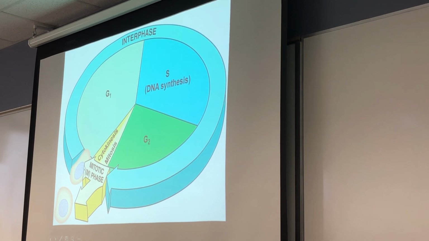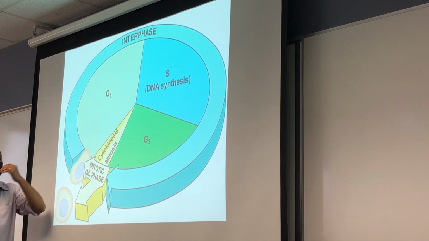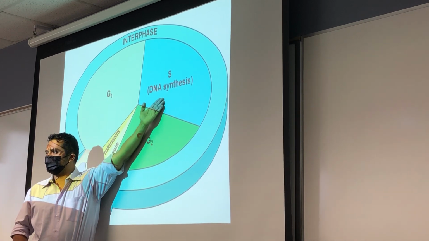Mitosis. Okay. The what? The two resulting daughter cells. Oh. Identical daughter cells. Exact copy of DNA, because of this DNA synthesis.